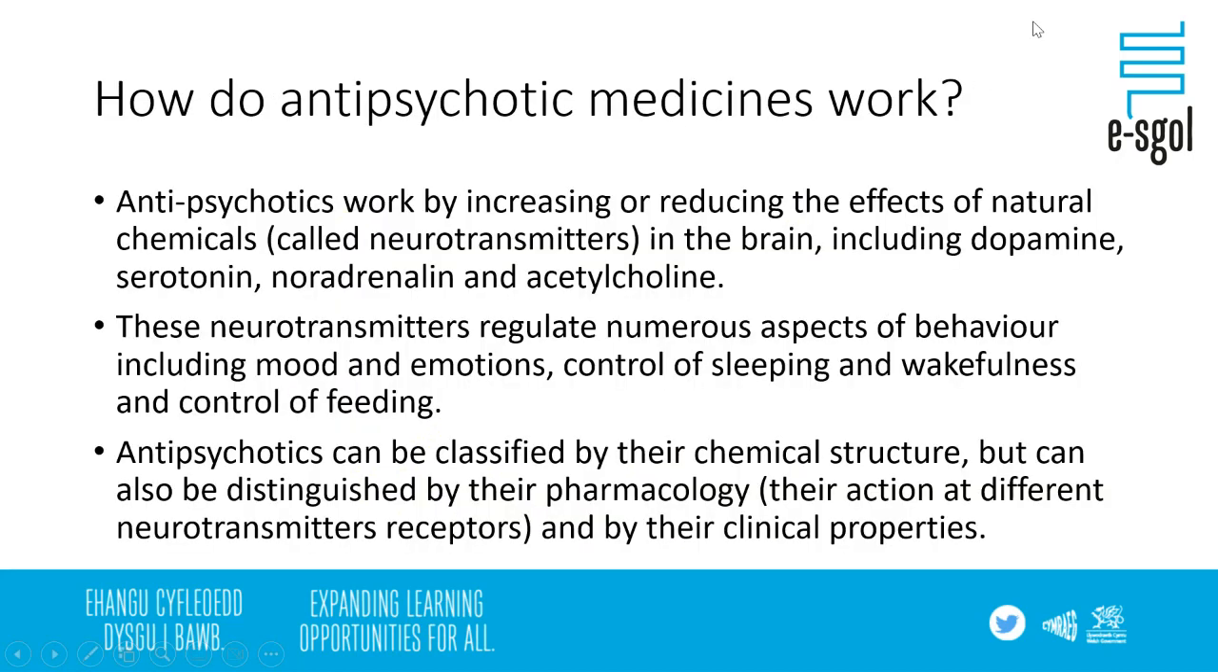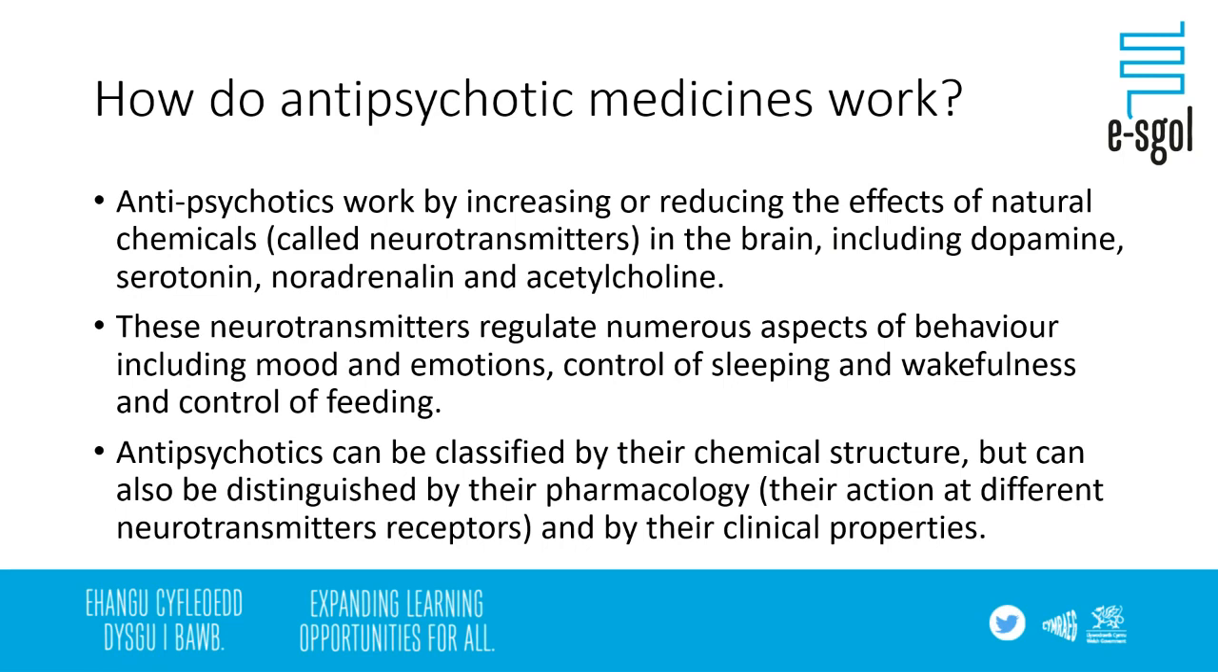So how do antipsychotic medicines work? They work by either increasing or reducing the effects of a natural chemical, so neurotransmitters, in the brain, and that includes things like dopamine, serotonin, noradrenaline, or acetylcholine, I always get this wrong every time I say it. And they are all neurotransmitters that are to do with our mood, and they affect how we feel and how we behave.